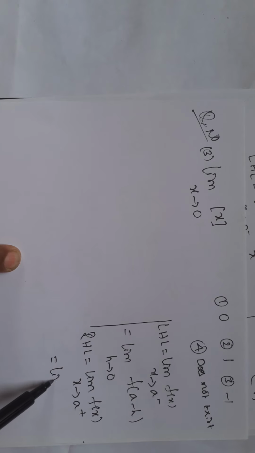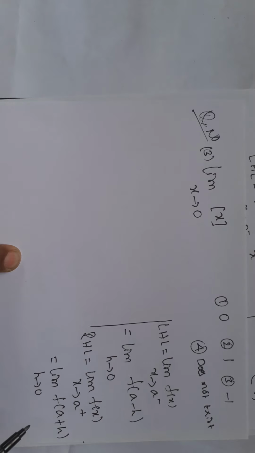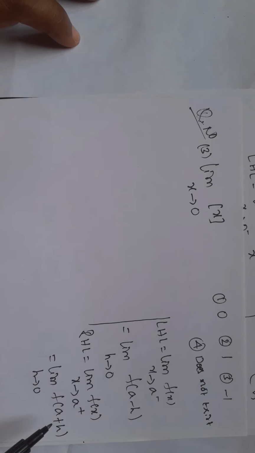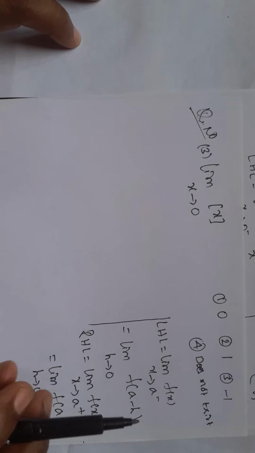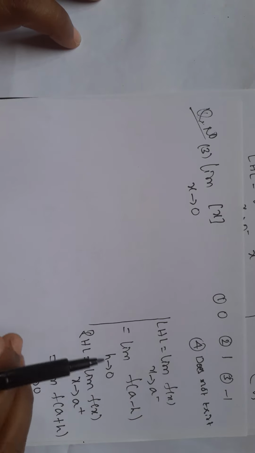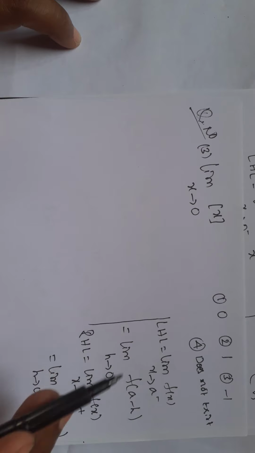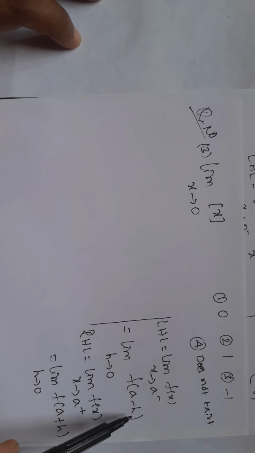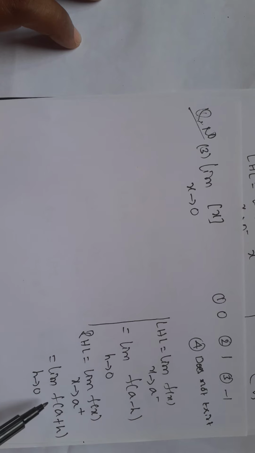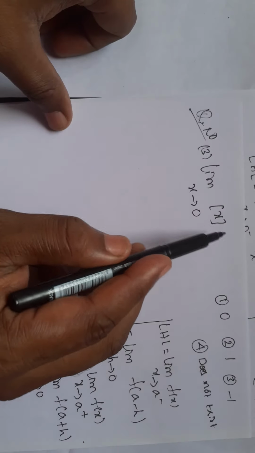For this, I can use h, as h tends to 0, the function is f of a plus h. You know well, here h represents the smallest positive value, say 0.2, 0.3. Likewise, the smallest value can be considered. So f of a minus h for LHL, f of a plus h for RHL. This kind of defining LHL and RHL is also very useful in these kinds of functions.